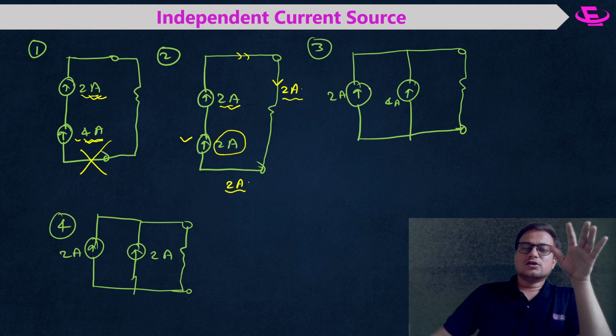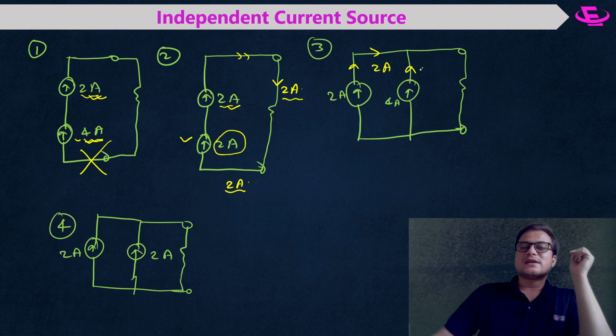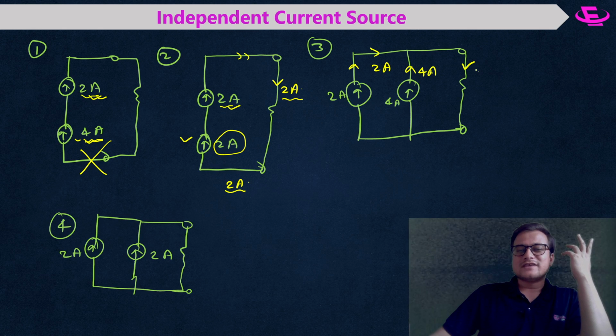Now 2 current sources are in parallel. This one will say I will deliver 2 ampere of current. This one will say I will deliver 4 ampere of current. So here the engineer Sahab is sitting.